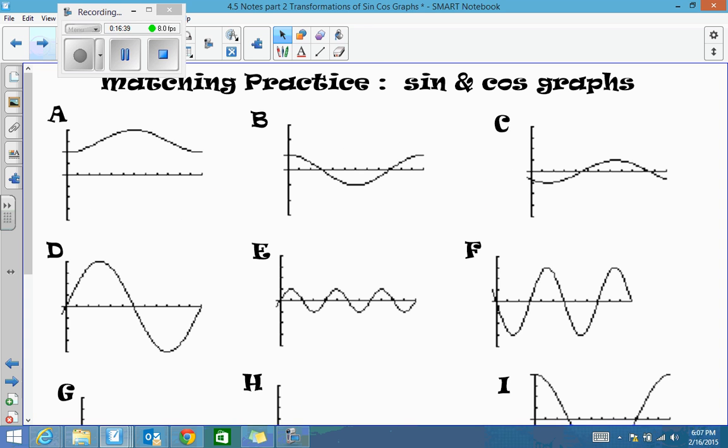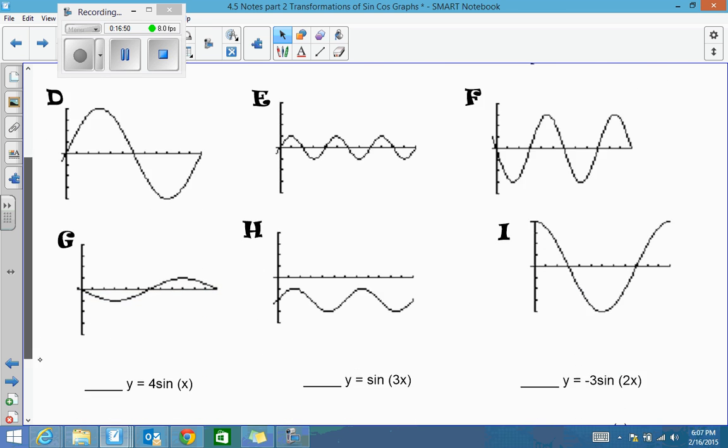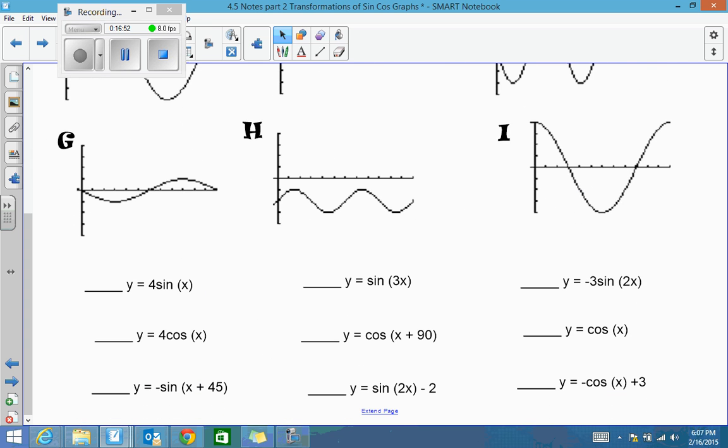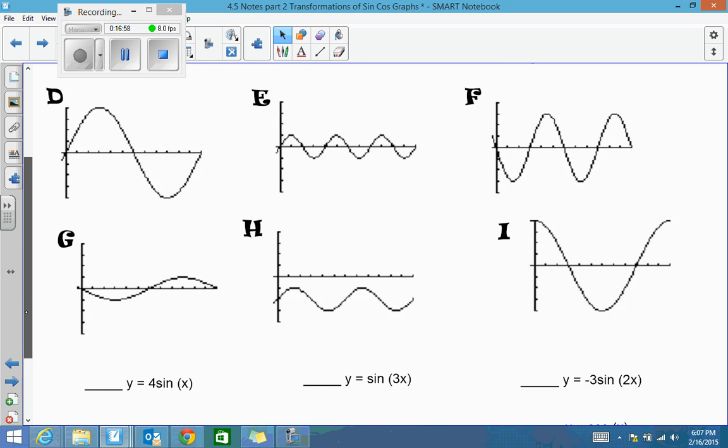So let's look at the next page. This is part of your homework, where I would like you to take a look at this and match these equations to these graphs. I'd like you to just use your chart and the examples we've looked at to do a process of elimination and match those graphs.